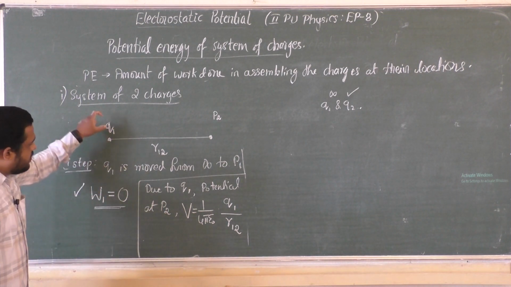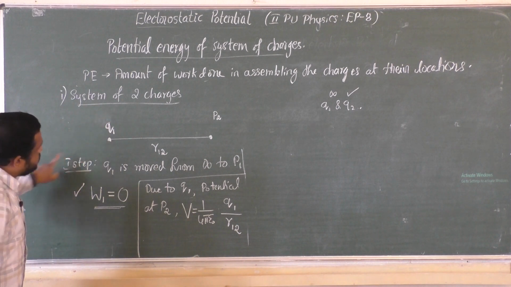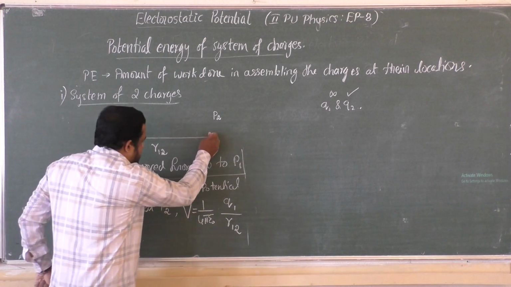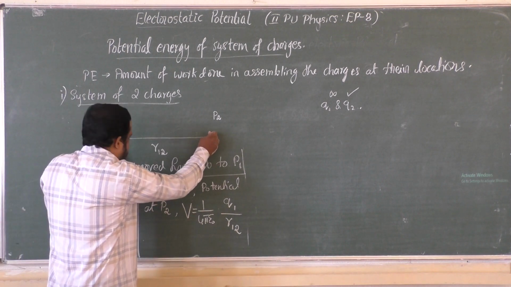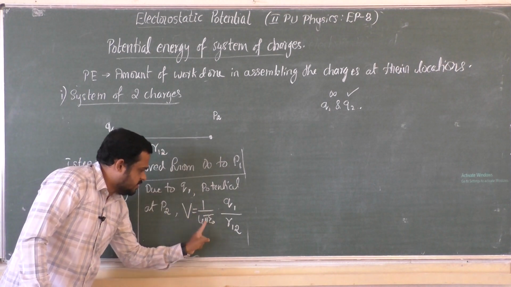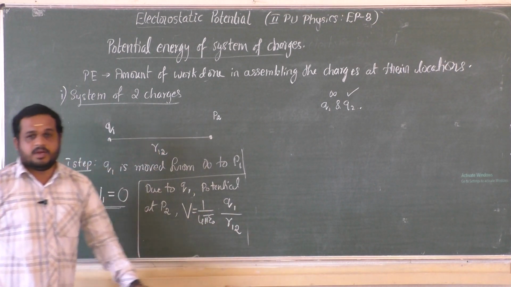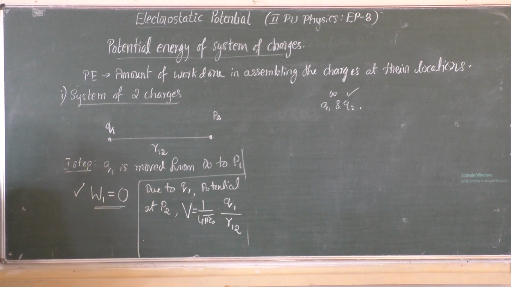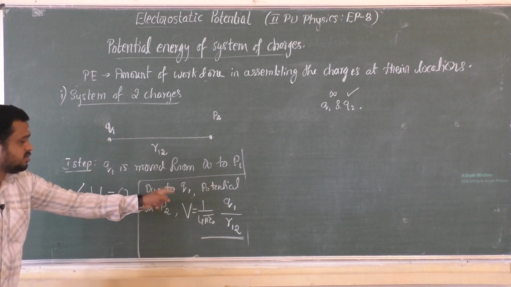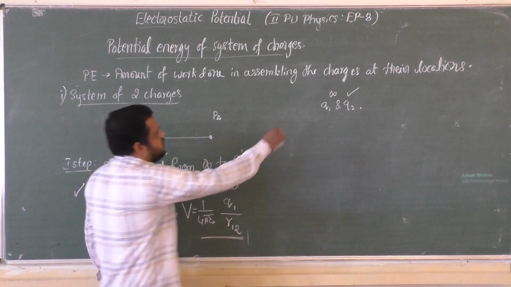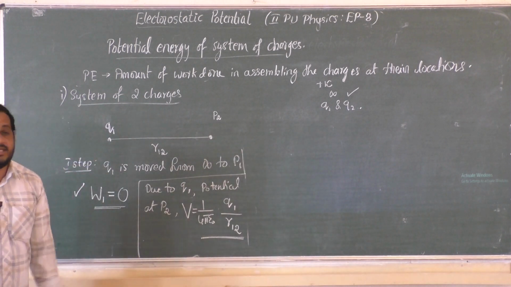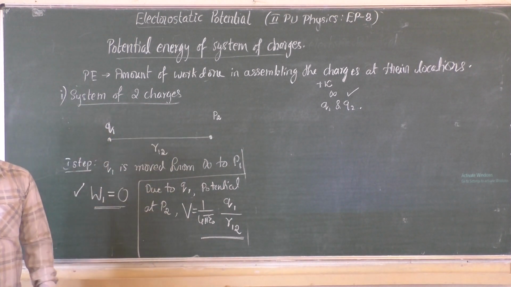But now, after placing Q1, it produces an electric field in its surrounding region. That means at P2 there will be an electric field produced by Q1. Due to that, at this point the potential is 1 by 4 pi epsilon naught Q1 divided by R12. Now what is this V or potential? It is the amount of work required to shift a unit positive charge from infinity to point P against the electric field produced by Q1.